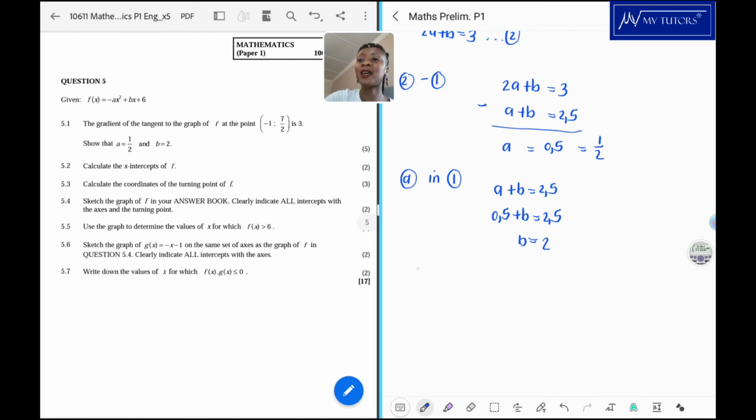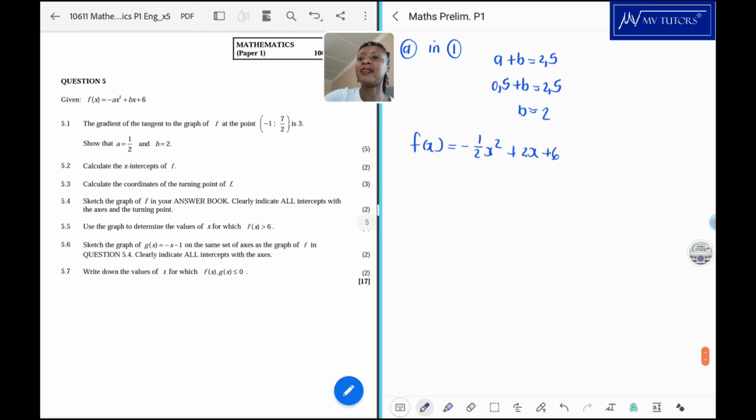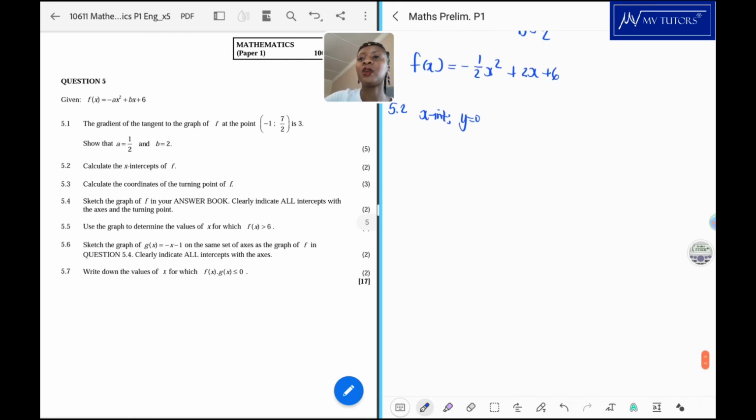So when you write down the equation of f, it's negative a half x squared plus 2x plus 6. Then 5.2 says calculate the x-intercepts of f. The x-intercept is where y is equal to 0. So 0 is equal to negative half x squared plus 2x plus 6.